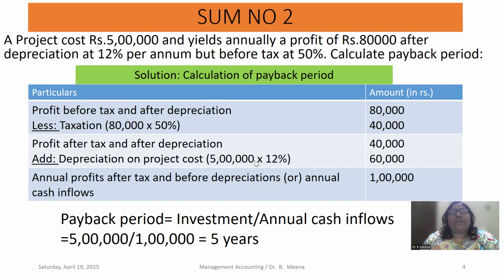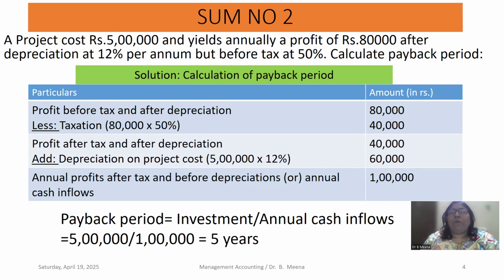So how do we calculate depreciation? The investment value is 5 lakhs. The depreciation rate is 12%. The given profit of 80,000 is after depreciation, so we deduct the tax first. Then the annual cash inflow is otherwise called after tax and before depreciation, so we add the depreciation again by applying the depreciation formula. Applying the investment and the depreciation percentage, I get 60,000. So what is the cash inflow? 1 lakh. So 1 lakh is the annual cash inflow. The investment value is 5 lakhs, so 5 lakhs divided by 1 lakh gives you 5 years as the payback period.